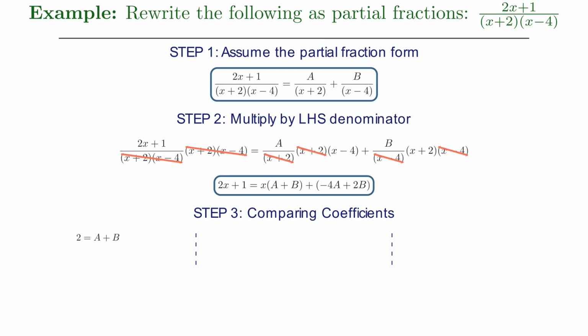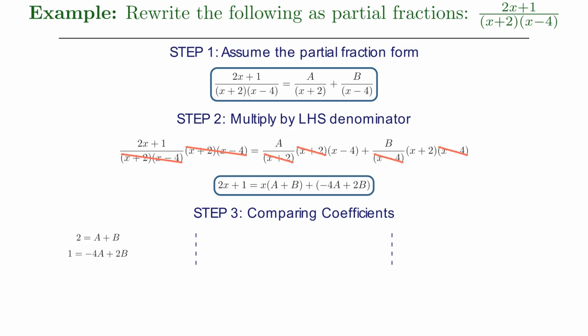Then also comparing the numbers. On the left-hand side we have 1, and on the right-hand side we have -4A + 2B. Therefore, the second equation is 1 = -4A + 2B. We can solve these simultaneous equations using any method that you know. So here I'm going to use the elimination method.